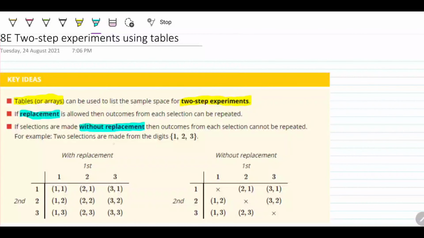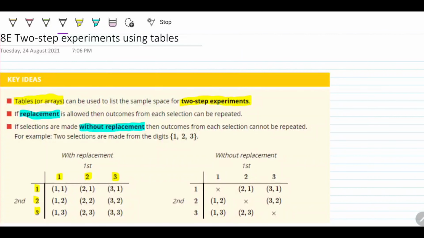For example, if we have two selections made from the digits 1, 2, 3, the left side here is with replacement. The first time you pick a digit, you can get a 1, 2, or 3. The second time you pick a digit, you can still get 1, 2, or 3 because you've replaced each digit. So you'll notice on the table, you have the combinations 1,1; 1,2; 1,3; 2,1; 2,2; 2,3; 3,1; 3,2; and 3,3.